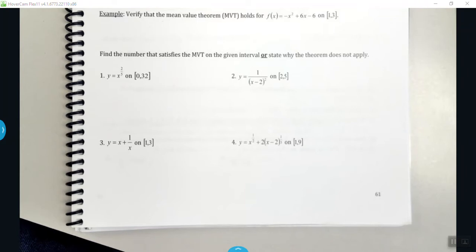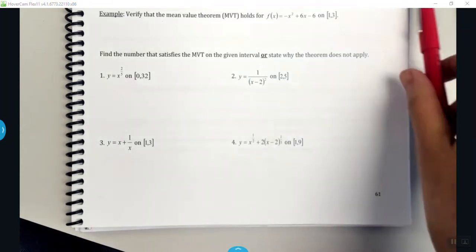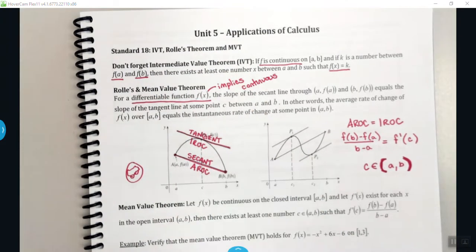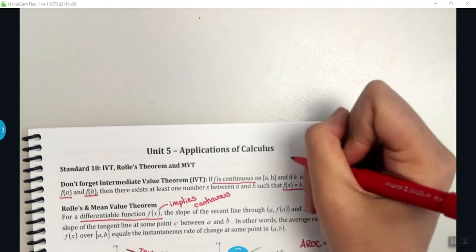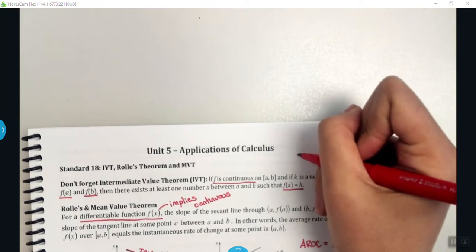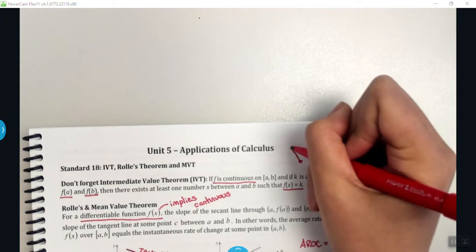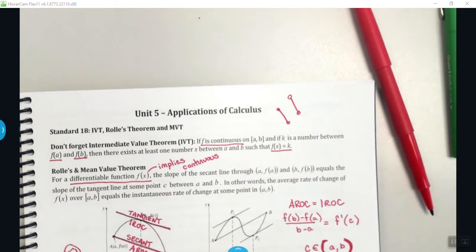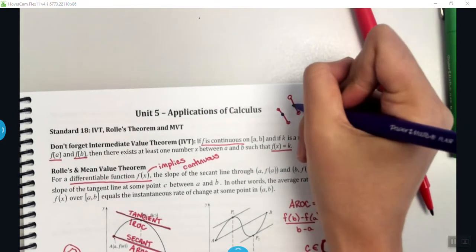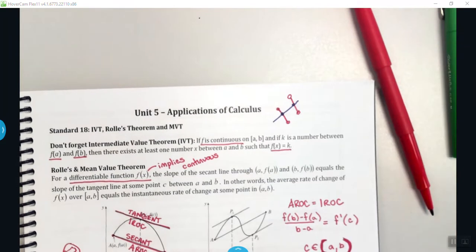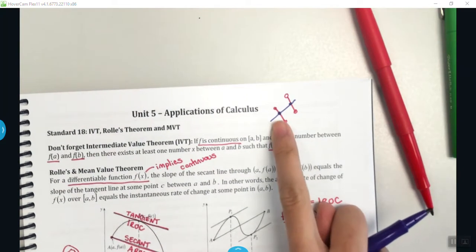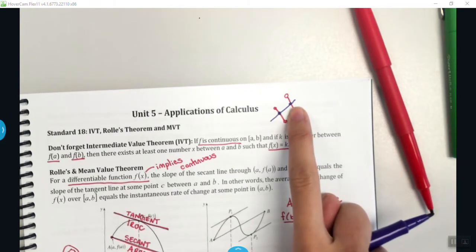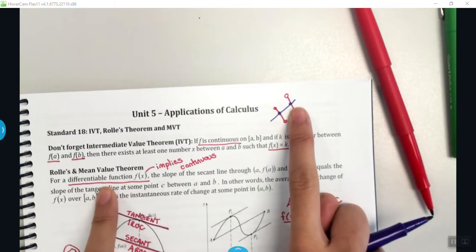All right, but it's got to be continuous and differentiable, because if you have a graph like this, if I drew 2 points and made a secant slope, is there any point on the red graph where my slope looks like that? No, right? So that's why it's not true for non-continuous functions.